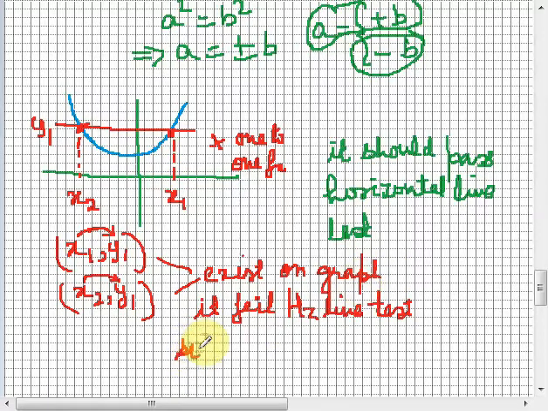So its inverse is not there. That is, we are getting two values. As we have seen, a is equal to plus b also, a is equal to minus b also.